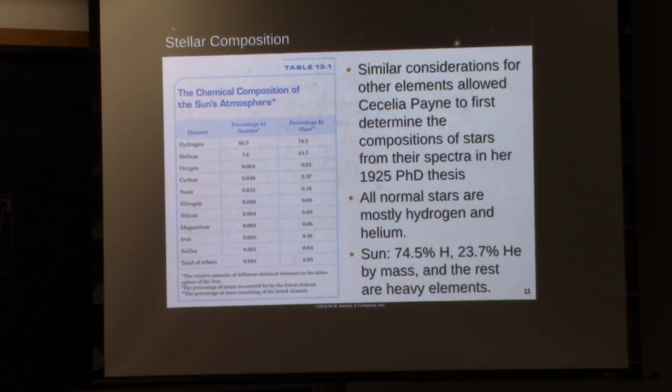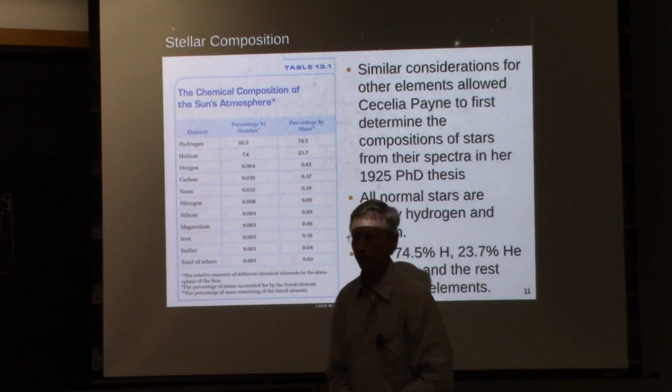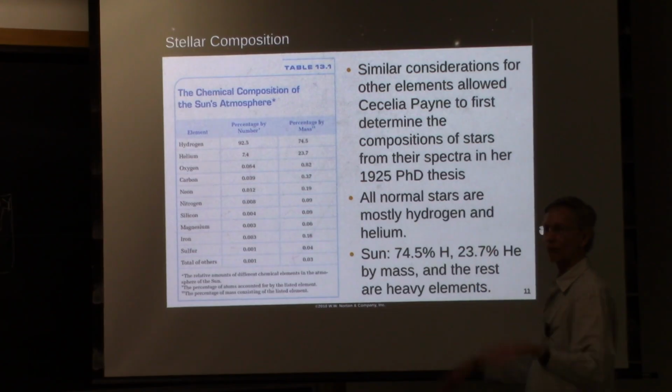So with hydrogen, 92.5% of the nuclei are hydrogen nuclei, but because each one of them is not very heavy, that adds up to only about 3/4 of the mass. And that's why there's the difference between percentage by mass and percentage by number. Percentage by number is the percentage of the nuclei that are that species. Percentage by mass is add up their masses, divide by the whole mass. That's the percentage by mass.